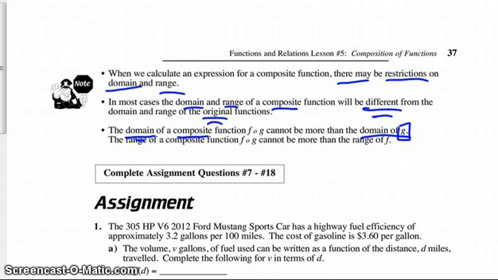Now, when you look at this, the way they worded it, g is the inner function. It's the one you're subbing into f. So you can't have more domain on the composite function than you had on the one you were inputting. So that's important. And the range of the composite function f of g at x, you can't have more range on the composite function than you had on the outer function, right? So this is the outer, and that is the outer there. And how you worded it is important.